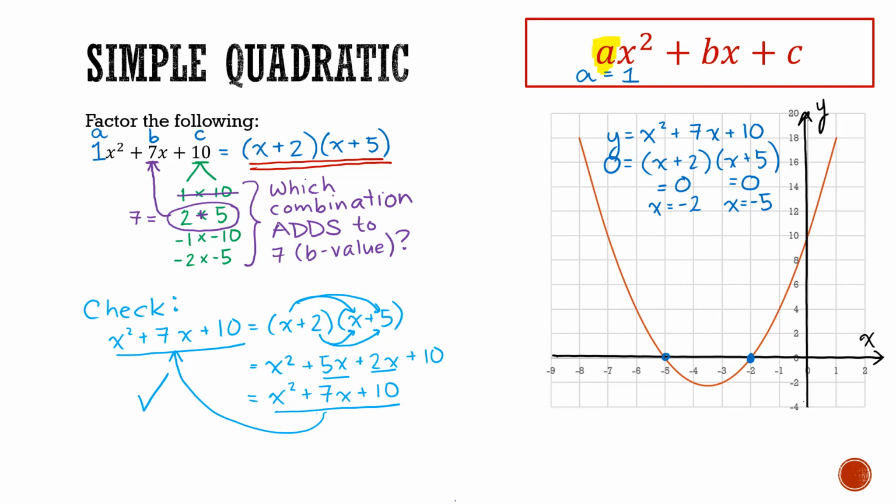We're going to do a couple more quick examples to dial in this process, and then we're going to get into some examples where that a coefficient for that x squared term is not 1, and we're going to have to make some adjustments for that.